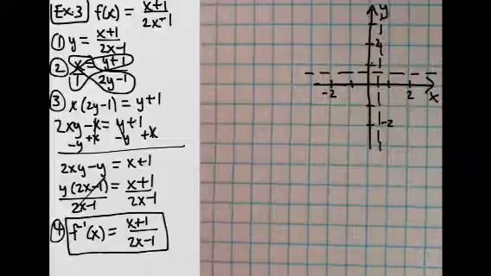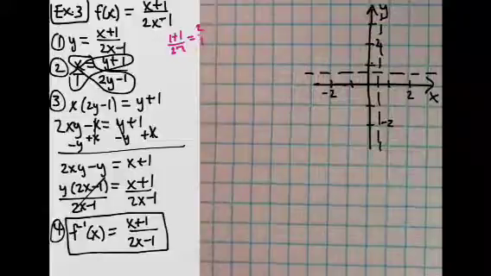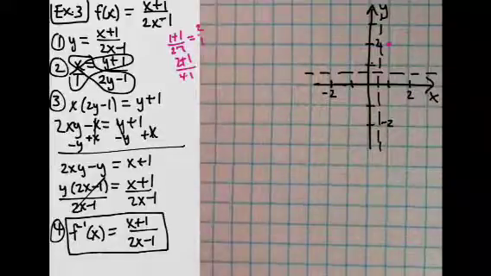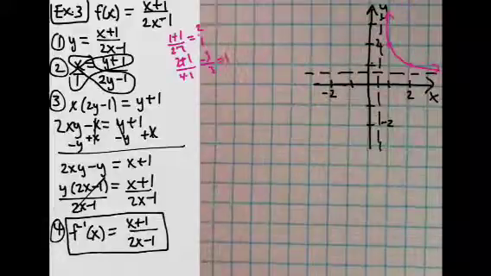If x is 1, I get 1 plus 1 is 2 over 2 times 1 is 2 minus 1. So I get 2 over 1. So I get 2. And then if x is 2, 2 plus 1 over 4 minus 1. So that's 3 over 3, which is 1. So I get 2, 1. Okay, and I connect the points. Okay, it's the rational function, so we know it looks like that.